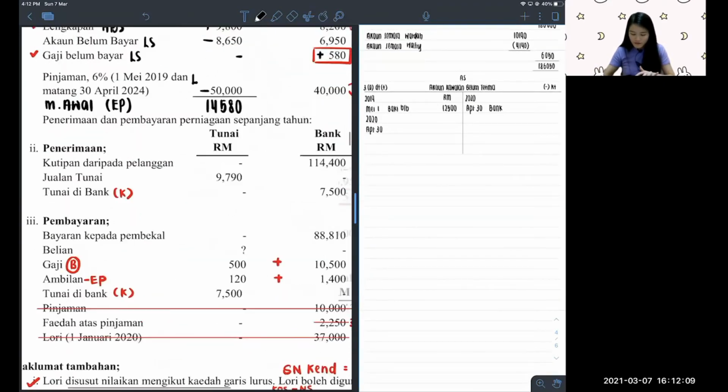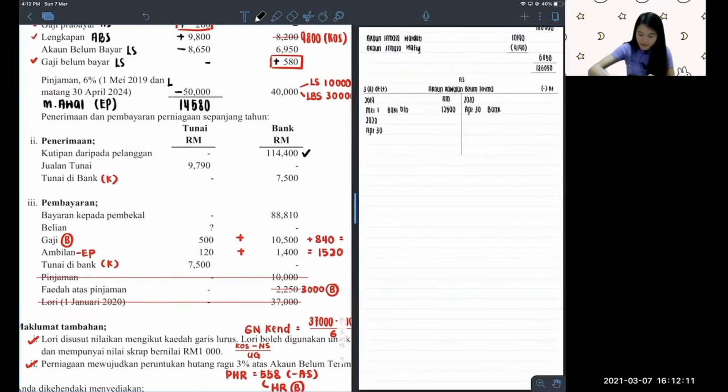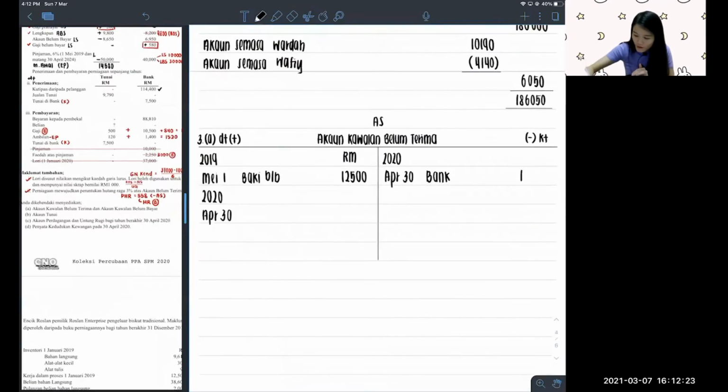Now I'm pretty sure that it's mostly bank, but if you are scared, you can check before writing in. Okay, so you see? Do you see kutipan daripada pelanggan? It is under bank. So we are doing a catatan bergu dengan bank from penerimaan is debit side, yeah, towards the credit side of our account kalan. So here you have 114,400. Okay, completed with bank.